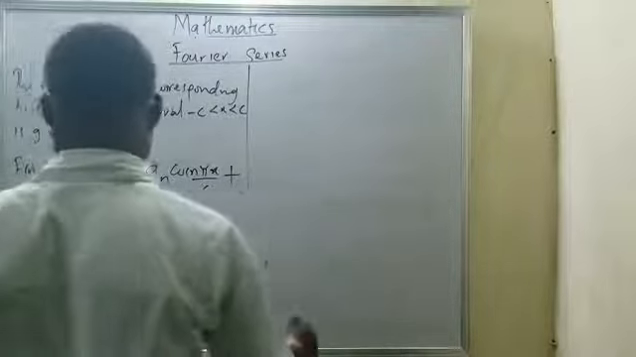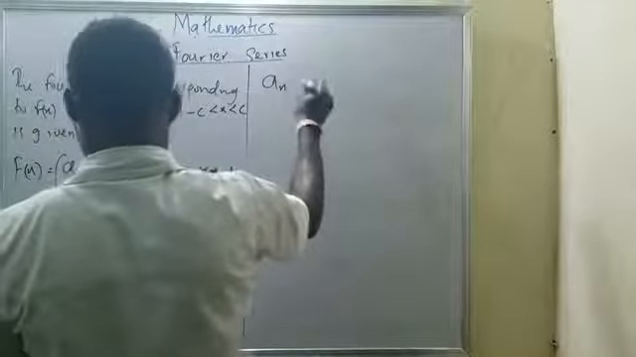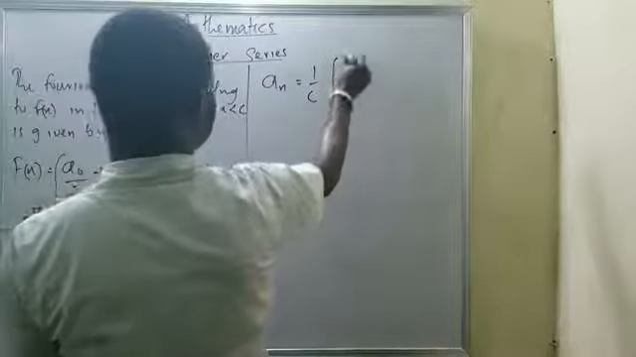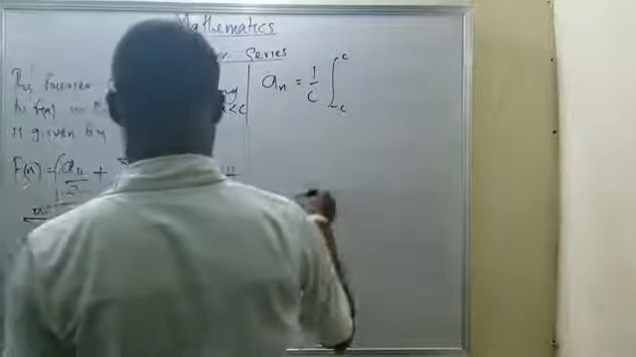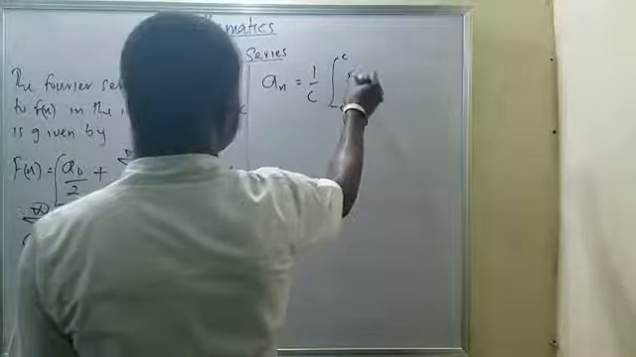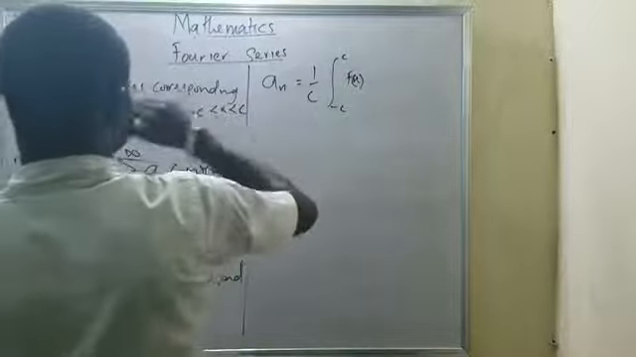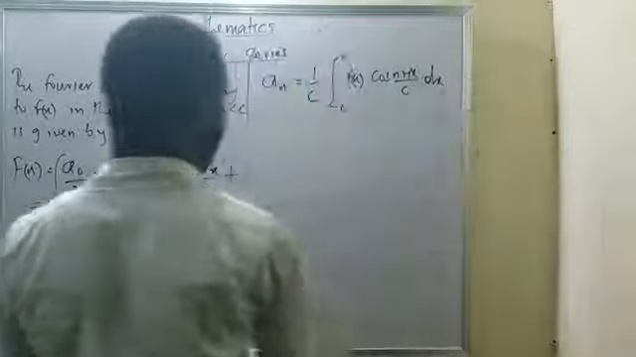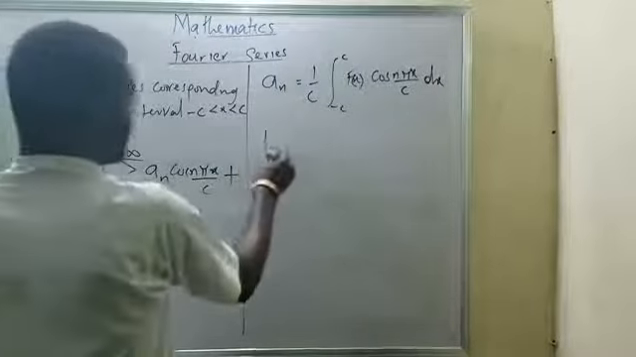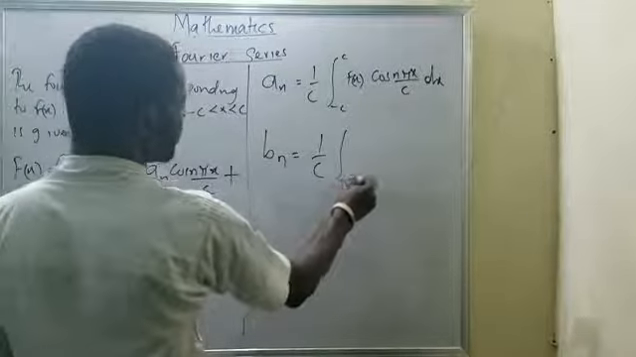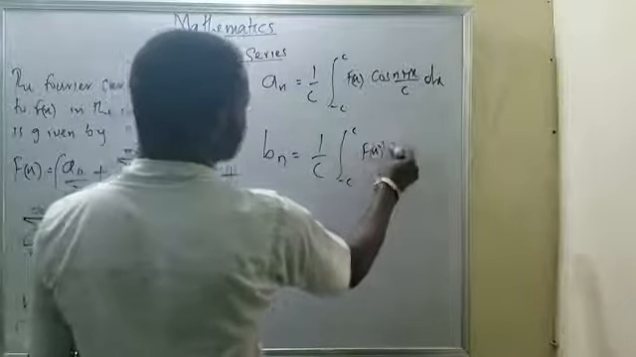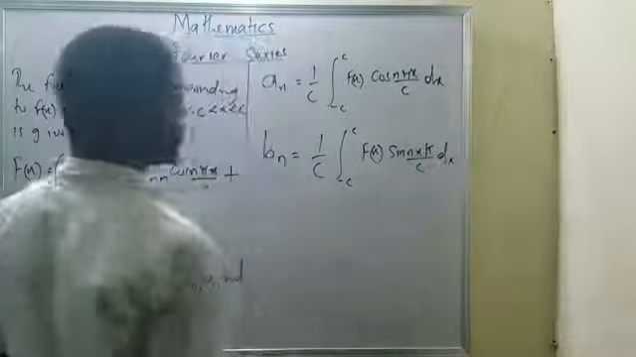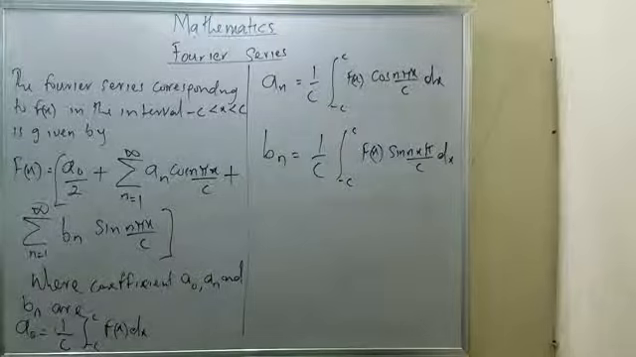Now, if I'm talking about my a n, it will be 1 all over c, integral from minus c to c of f of x cos n pi x all over c dx. And also, b of n will be 1 all over c, integral from minus c to c of f of x sine n pi x all over c dx. These are my coefficients.